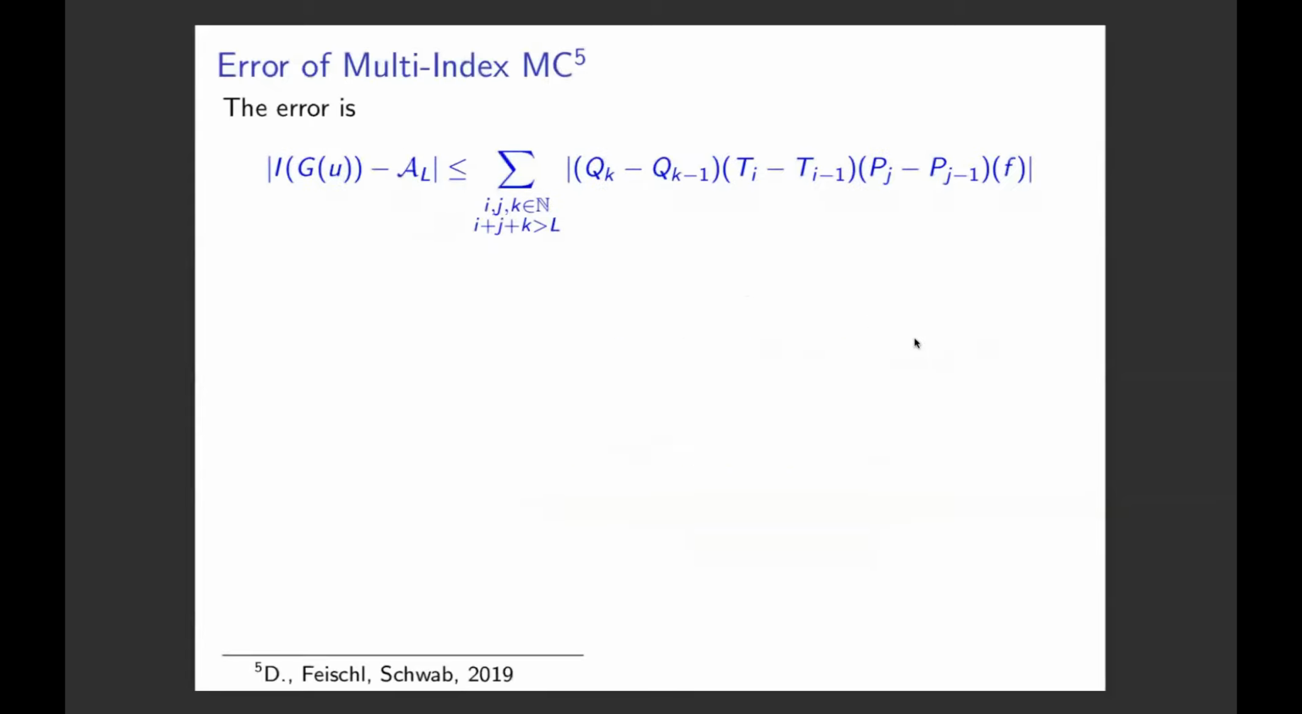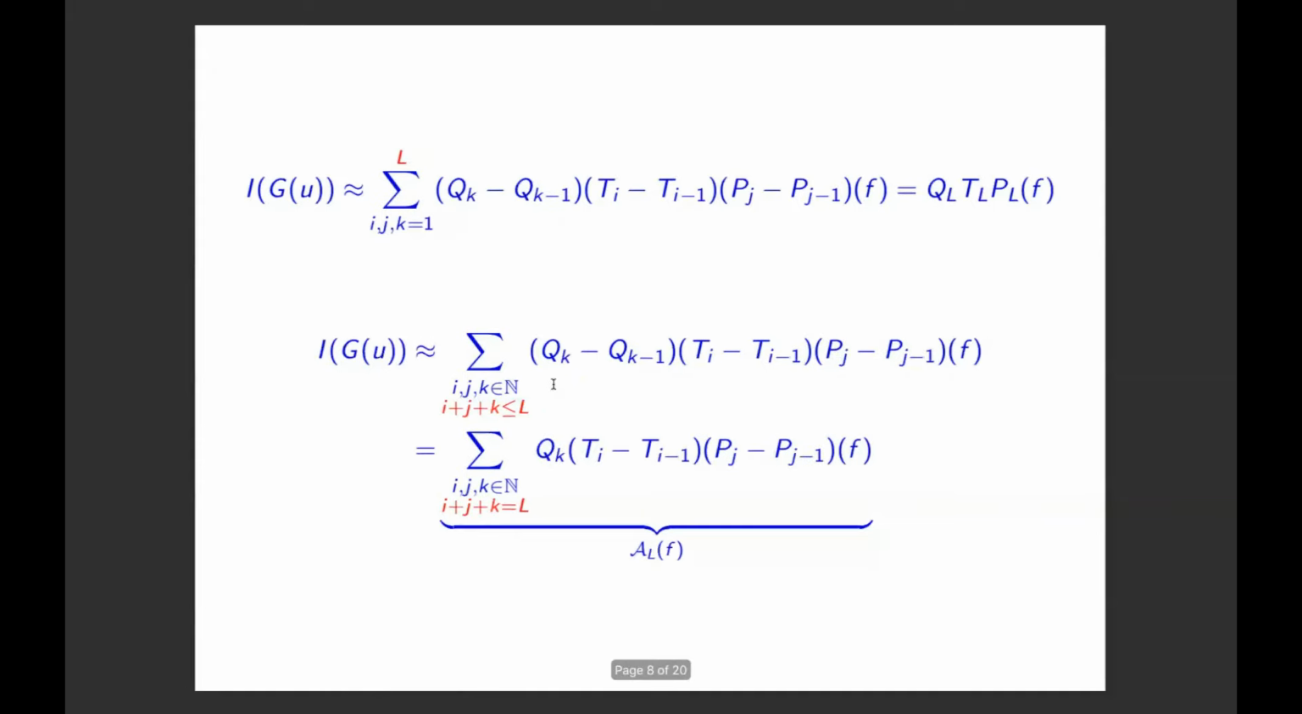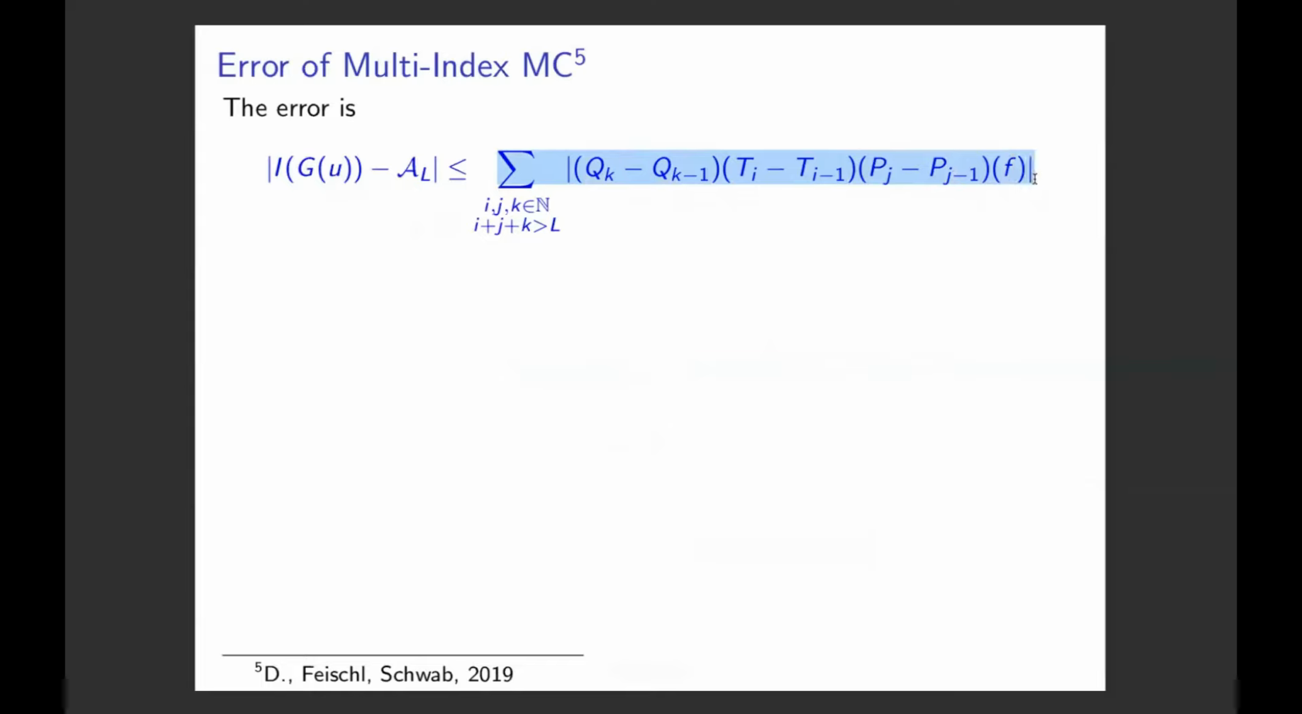Now for the error, we have here the absolute value of the difference of the exact value and our algorithm. We can just apply the triangular inequality here. So the error, I minus our algorithm, is just the sum over the i, j, k's in N where i plus j plus k is bigger than L. And then applying the triangular inequality, we in fact get this term here. And here we just have the error terms where i plus j plus k is bigger than L.